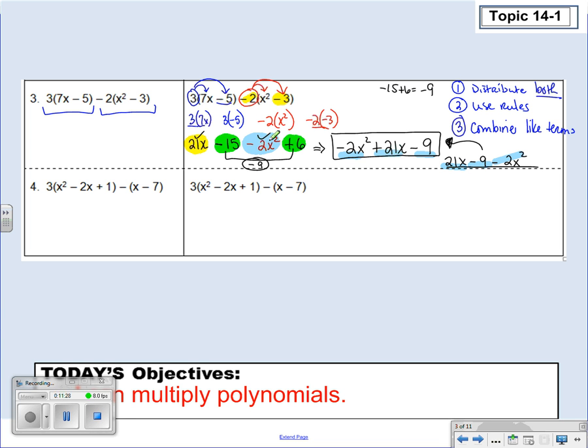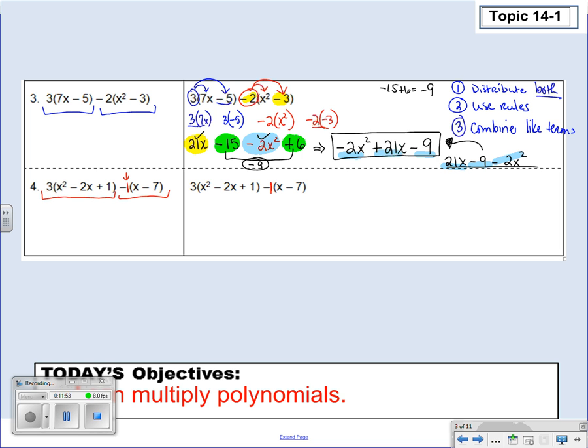Number 4 is very similar to 3. We still have two things that we're dealing with. We have our first monomial being multiplied by a polynomial, and then we have our second one. The second one is quite interesting because there's not a number in front of that parenthesis. However, we know anytime there's not a number there, there is an understood 1. So I'm going to go ahead and put a 1 there. I'll write it on the other side also.